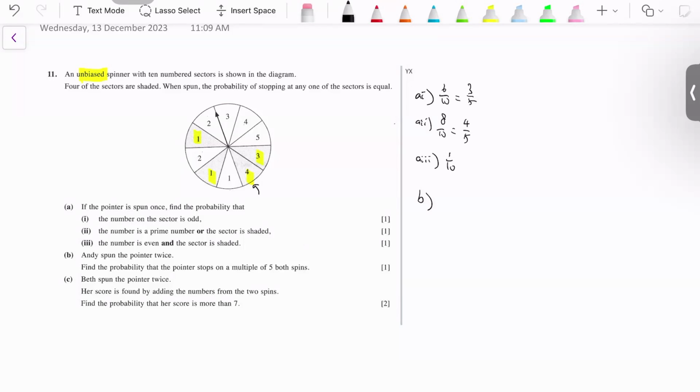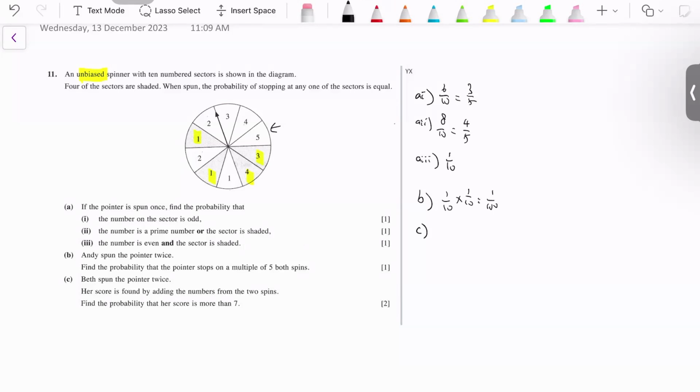Part B. It says Andy spun the pointer twice. Find the probability that the pointer stops on a multiple of 5. The only multiple of 5 is this number 5. So what is the probability of it landing on this twice? The first time it will land on the number 5, the probability is 1 out of 10. The second time, the probability is once again 1 out of 10. We multiply them together, which gives us a probability of 1 out of 100.